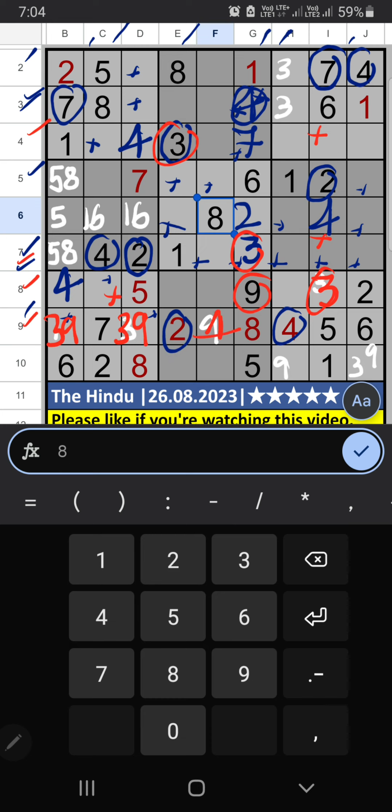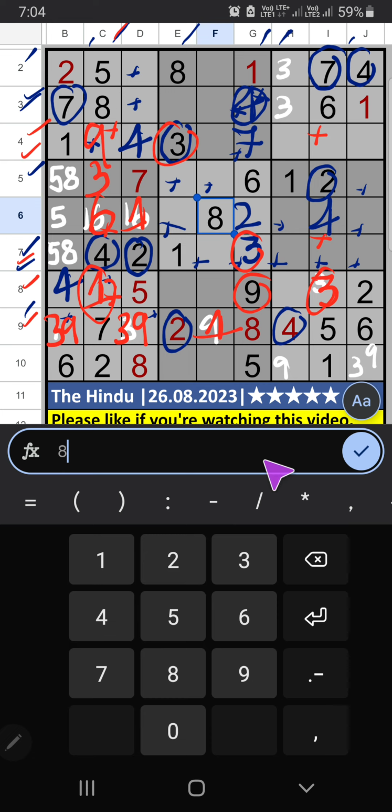1. 1 is confirmed here. Then 7th row, only one number is remaining, 1. 1 is confirmed here. Column C, we have 1, so 1 can't come in the cell, 1 is confirmed here. Then 6 is here. Column C, two numbers are remaining, 3 and 9. 4th row, we have 3, so 3 can't come in the cell, 3 is confirmed here.